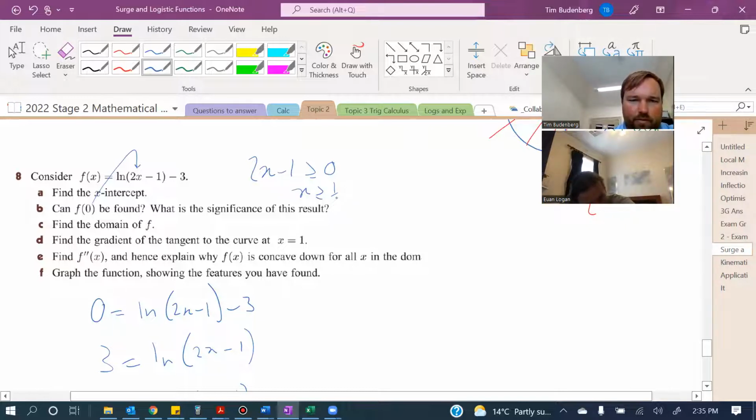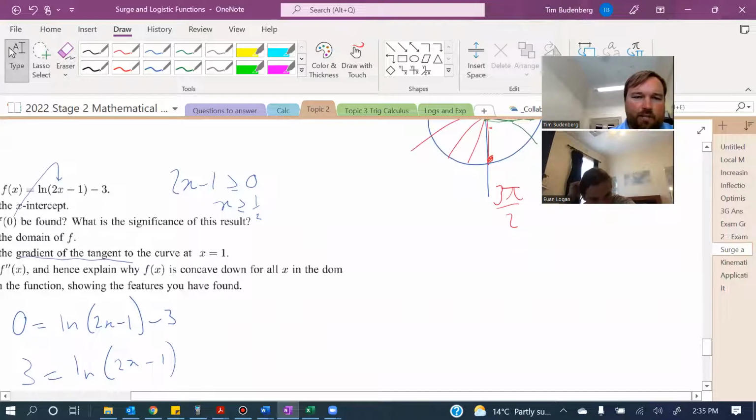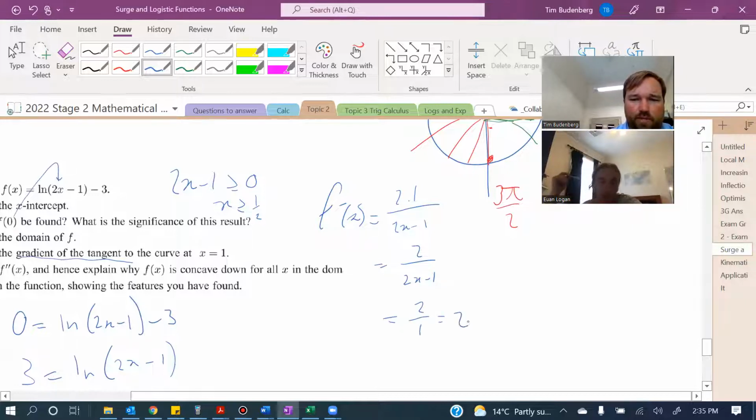Find the gradient of the tangent of the curve at x equals 1. So we just need to find f dash 1. f dash x is 2 times 1 over 2x take 1, which is just 2 over 2x take 1. If we sub in 1, it's 2 over 1, so the slope should be 2.